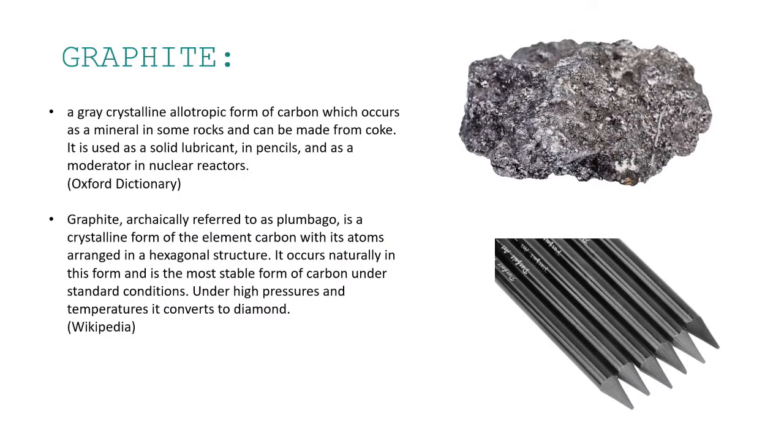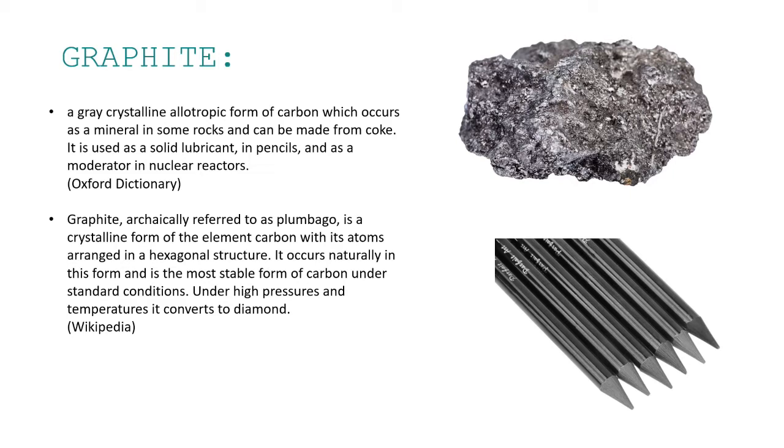So last time I was talking about graphite just as pencils to get us started. But now I'd like to do a little bit more of an explanation as to what's in those pencils. So here we have a couple of definitions for you. Graphite is a gray crystalline allotropic form of carbon which occurs as a mineral in some rocks and can be made from coke. It is used as a solid lubricant in pencils and as a moderator in nuclear reactors.